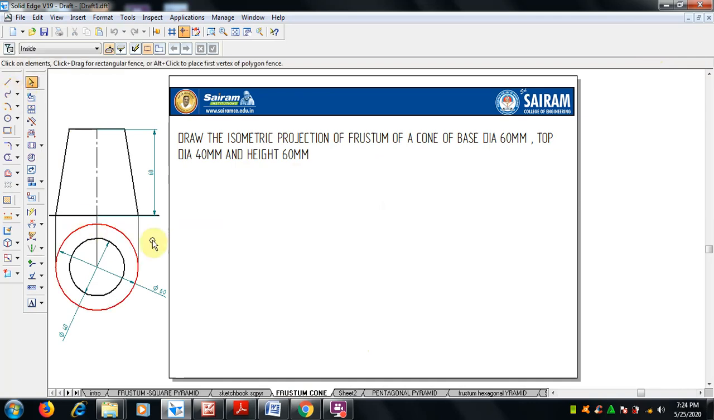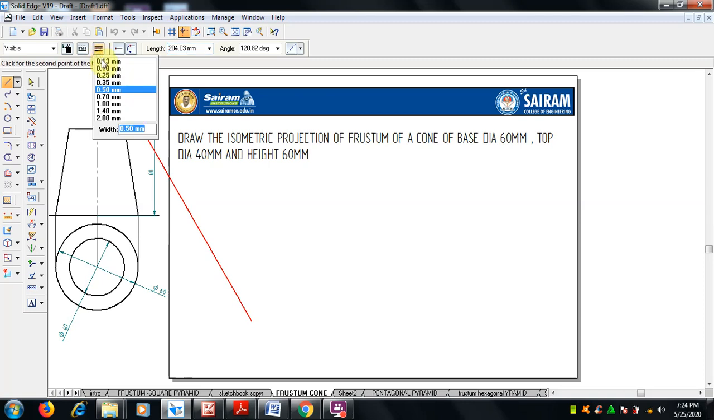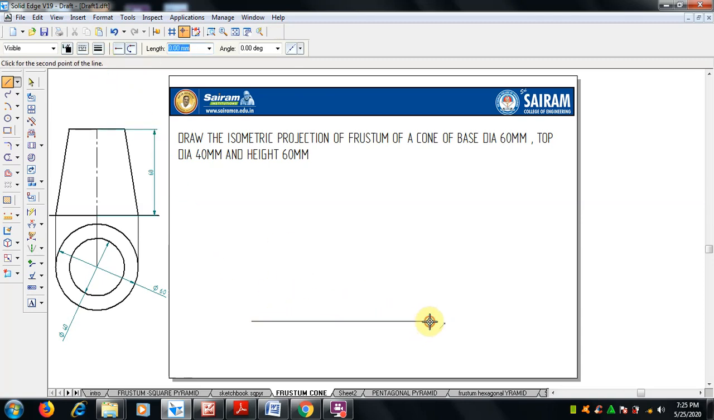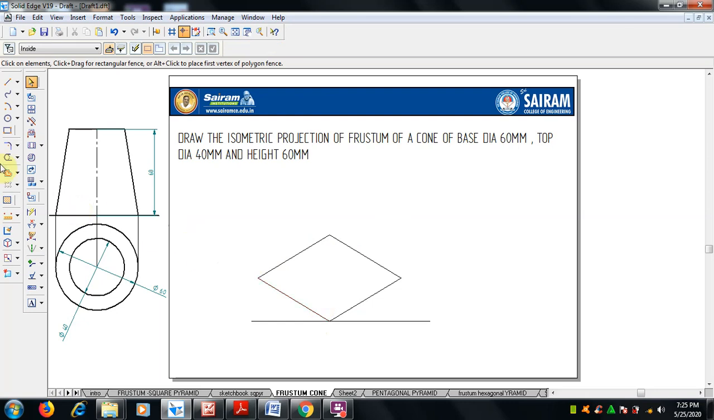So in software, as I said earlier, first we have to draw a line, a horizontal line. Draw a horizontal line first, and then 60 square, 40 square. Okay, so just go for join, draw a line starting from here, 60 at an angle of 30 degree, and 60 at an angle of 150 degree, 60 at an angle of minus 150 degree, 60 at an angle of minus 30 degree, right? So this is the base is done, and then now we have to draw the base circle.